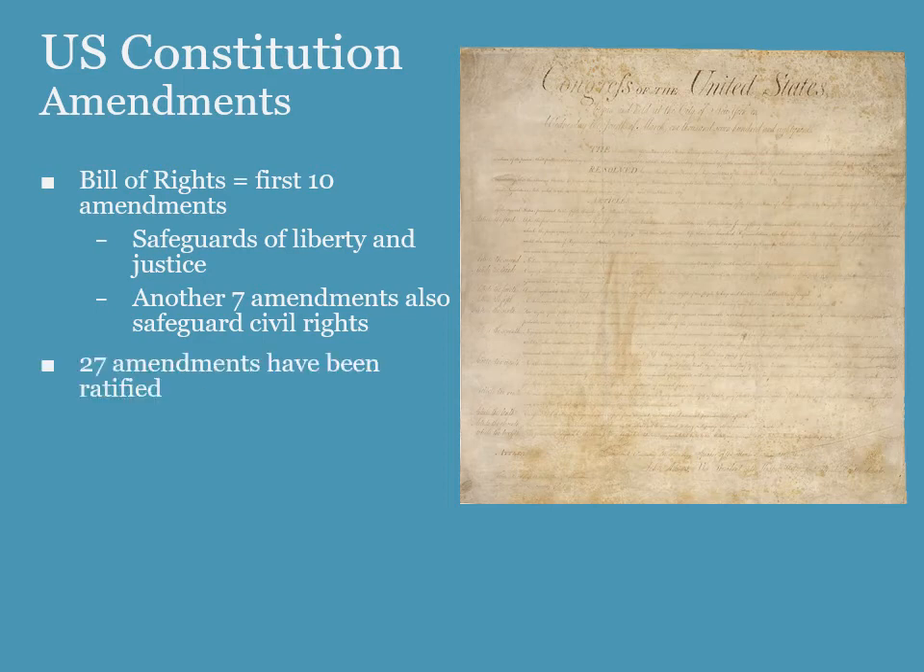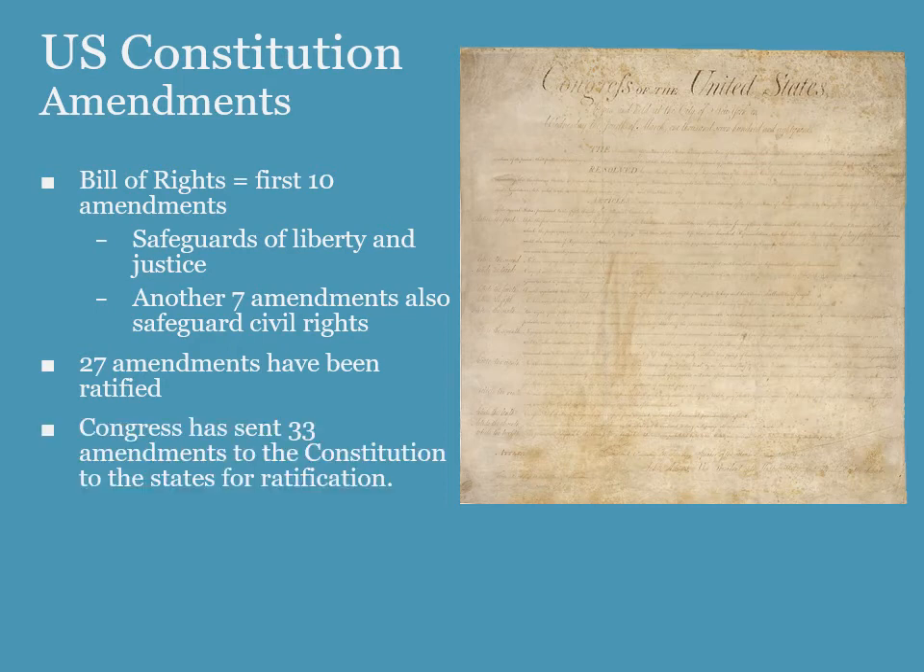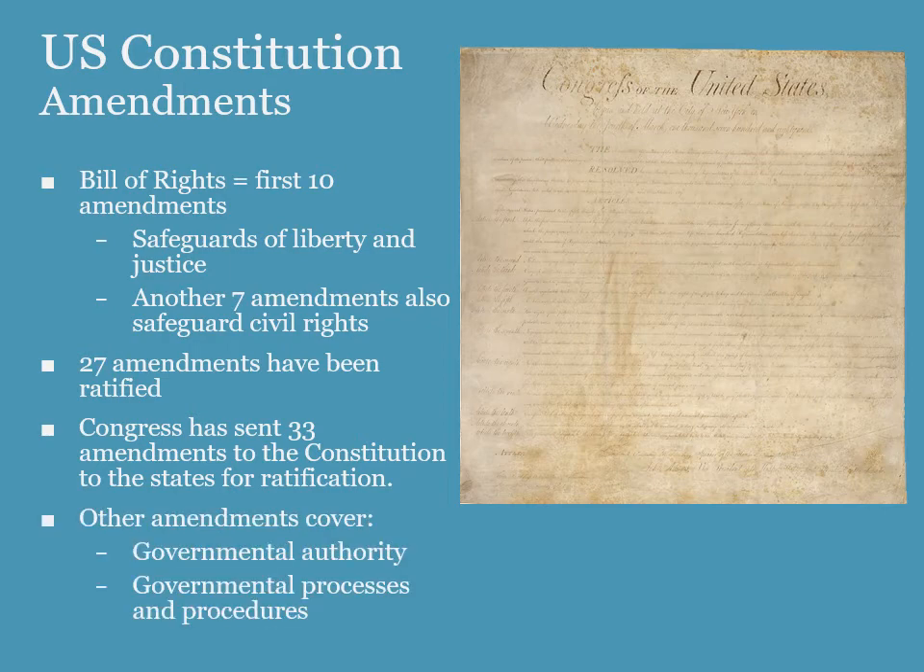So there are currently 27 ratified amendments to the U.S. Constitution out of 33 total amendments that were sent to the states for ratification. There are other constitutional amendments that touch upon topics such as governmental authority or governmental processes and procedures. So for example, the 18th Amendment prohibited the making, transporting, and selling of alcoholic beverages anywhere in the U.S., otherwise known as prohibition. And then the 21st Amendment repealed the 18th and returned to the states the authority to regulate alcoholic beverages.